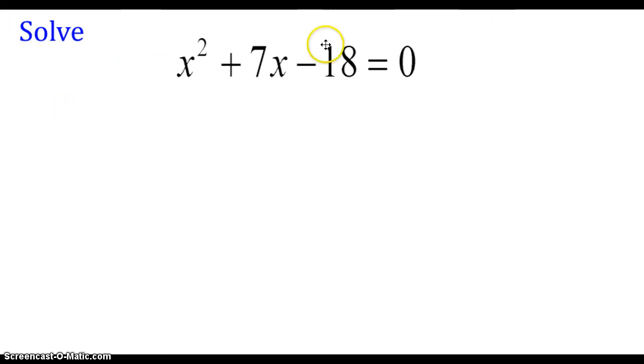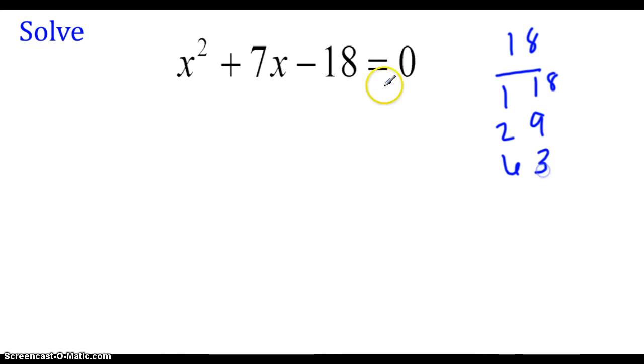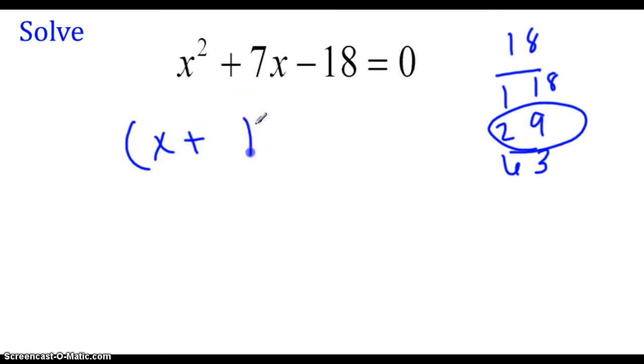So first thing I'm going to do is factor. Well, since a is 1, this is really easy to factor. So I'm going to take factors of 18. That's 1 and 18, 2 and 9, 6 and 3. And I know that I have to come up with a 7. So the only way I can do that is with this. I know it's a negative, so I know it's x plus. I know it's x minus. I know that I want it to be positive. So the 9's here and the 2's here, and it equals 0.